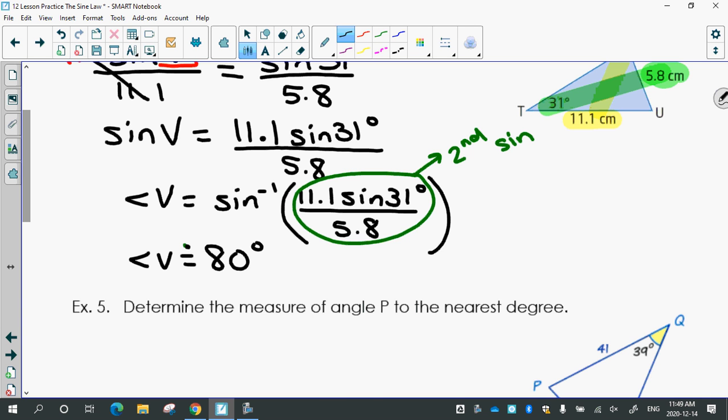11.1 times sine 31 bracket divided by 5.8 bracket again.